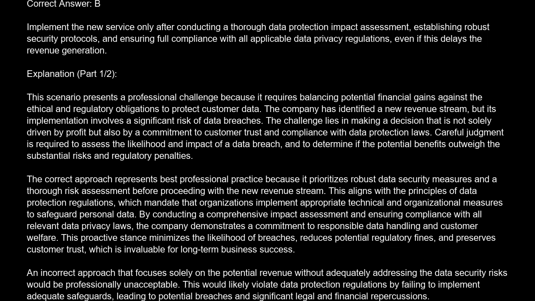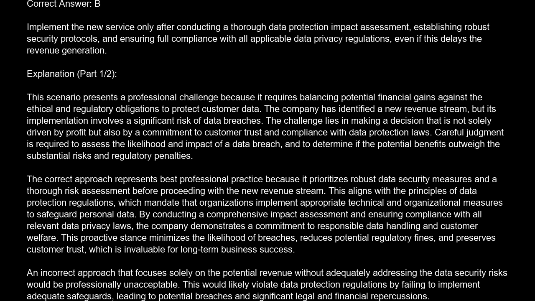Correct answer is B. Implement the new service only after conducting a thorough data protection impact assessment, establishing robust security protocols, and ensuring full compliance with all applicable data privacy regulations, even if this delays the revenue generation.